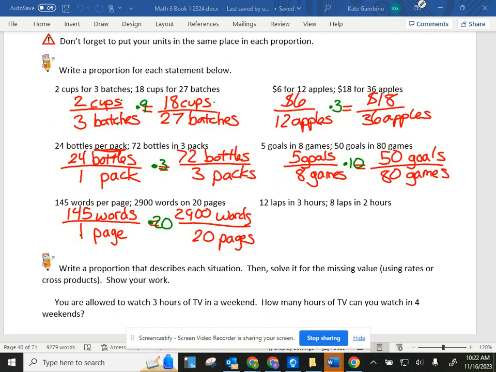And our last one, 12 laps in 3 hours, 8 laps in 2 hours. What does that proportion look like? Callie? Oh, I'm just scratching it. Give it a shot. Try to see if you can do the proportion. 12 laps over 3 hours.